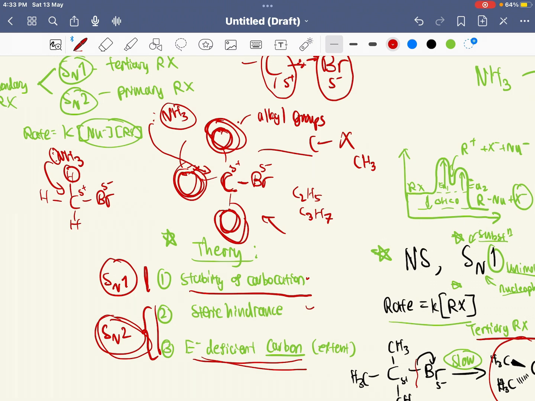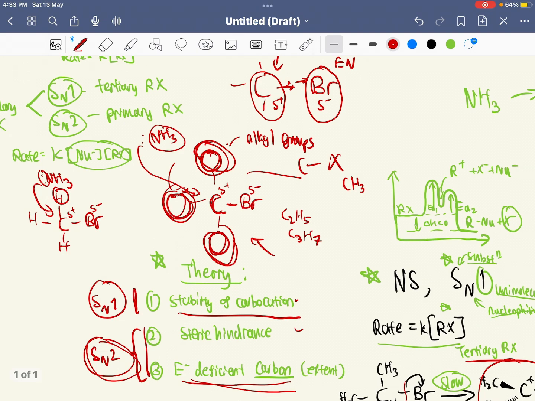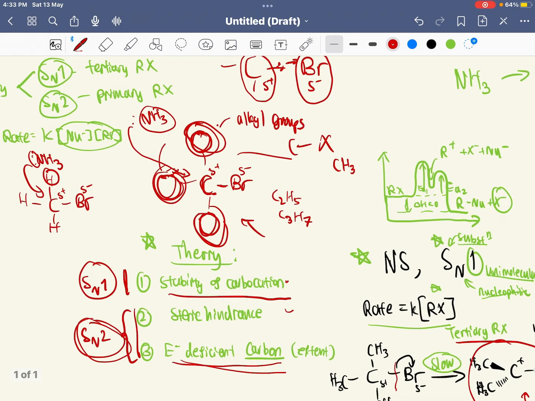Now, if we were to look at the stability of the carbocation ion, theory 1 supports why we have to break the C-X bond first. If we break the C-X bond, that means now I'm going to end up with a carbocation ion. So now this is my carbocation.